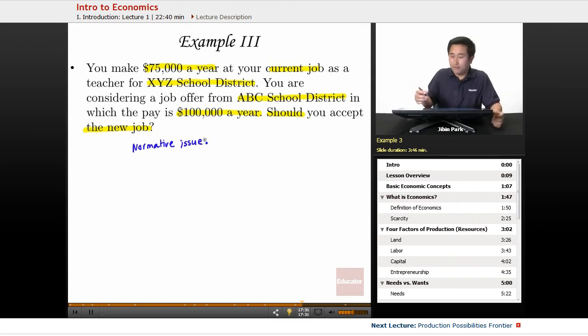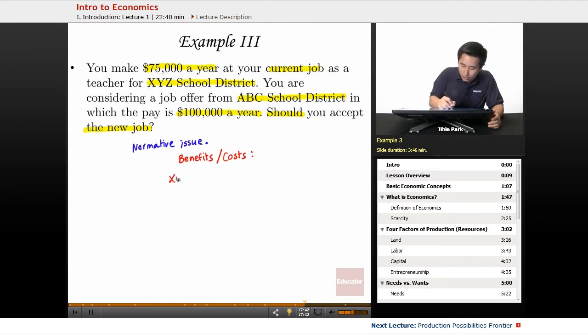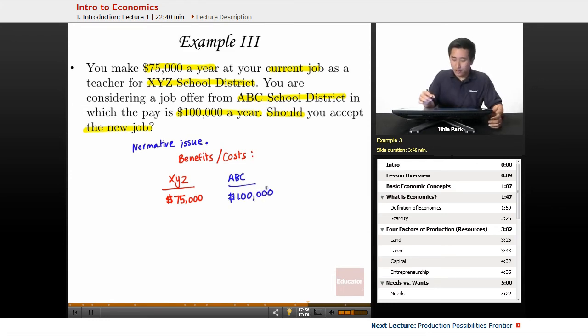You'd have to really do a benefit cost analysis. So economics really is figuring out what the benefits and costs are. Now, in this particular job, XYZ school district is offering $75,000 a year, whereas ABC is offering $100,000 a year for your services. So from a pure monetary standpoint, obviously it makes sense to go to ABC. But again, there are non-monetary considerations.